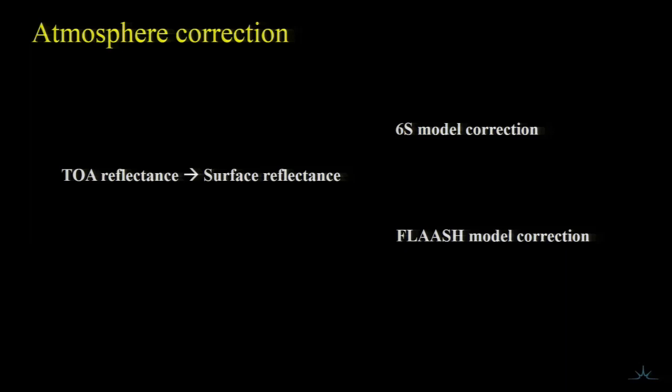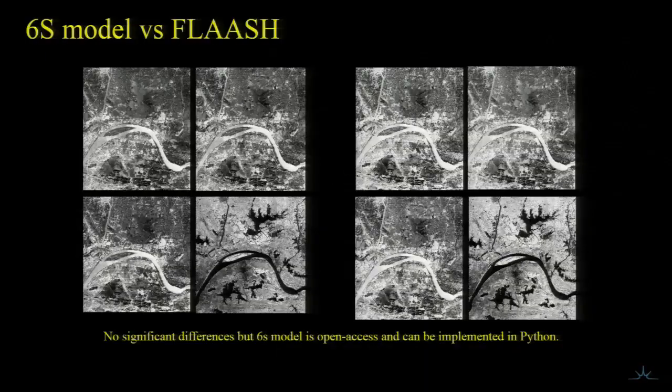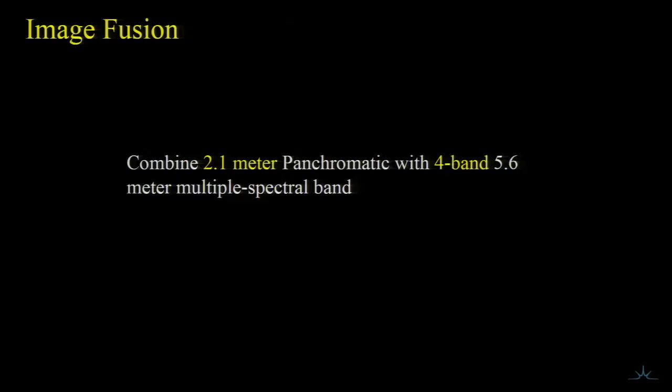So based on the surface reflectance, we can apply the algorithm to extract the water bodies. So there are currently 2 methods to do the atmosphere correction. The first one is to do a 6S model correction. The second one is a FLAASH model correction. So basically, they have very similar results, and there's no significant difference. But the 6S model is open source. So therefore, I can put the model directly into my software, and it can be easily implemented in Python. So the 6S model was selected to do the atmosphere correction.